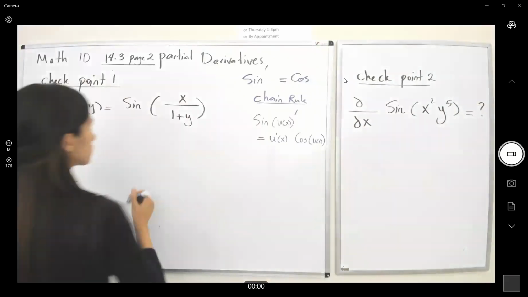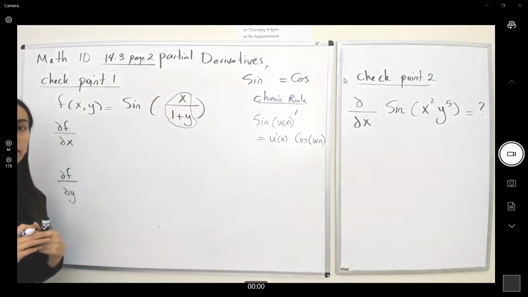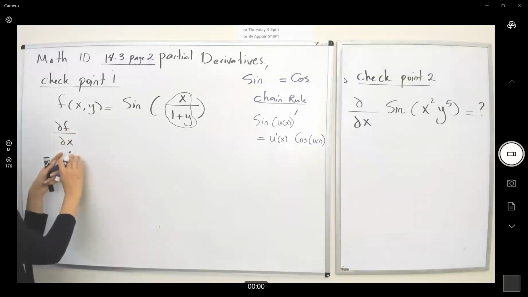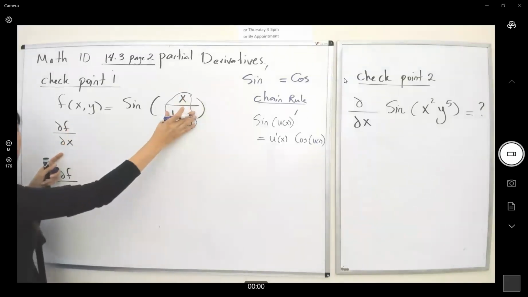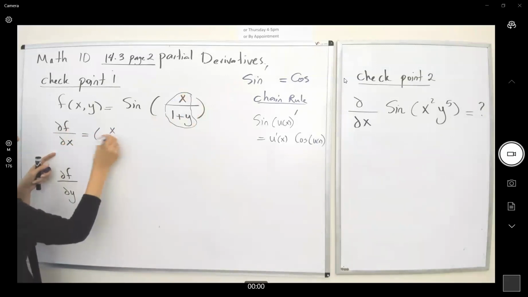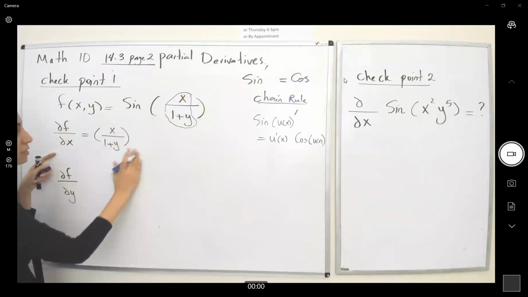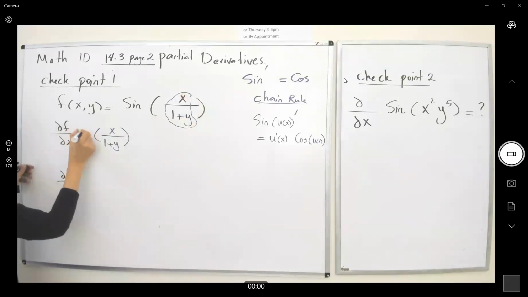So here you have x divided by 1 plus y, and you are taking the derivative with respect to x. It means that your y is a constant. So it's like saying, I have x divided by a constant, and I want to take the derivative of x over 1 plus y with respect to x. You can write it this way, with the partial notation, since you have different variables.